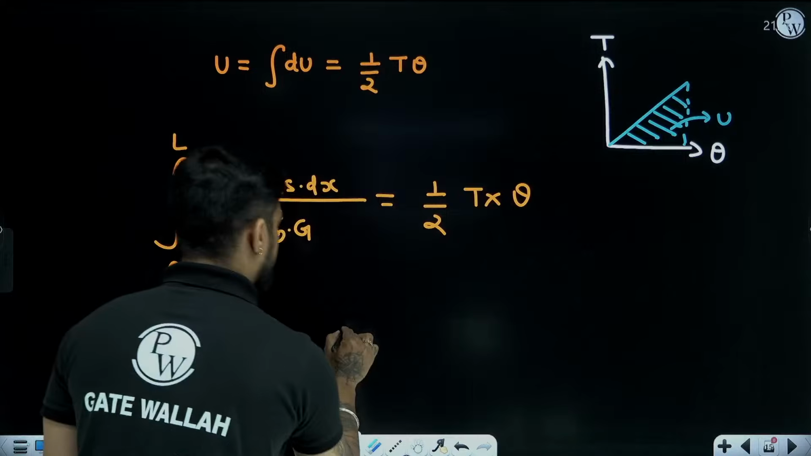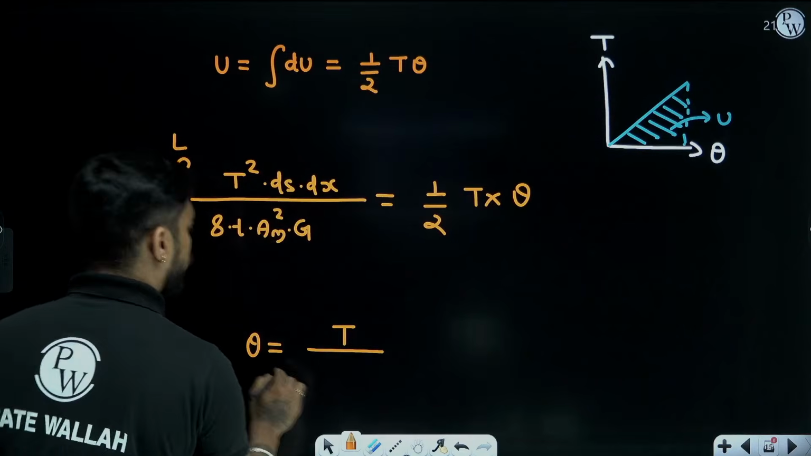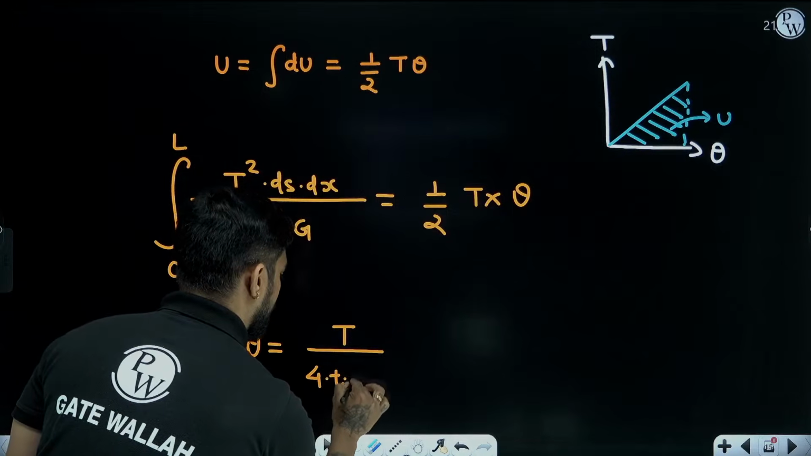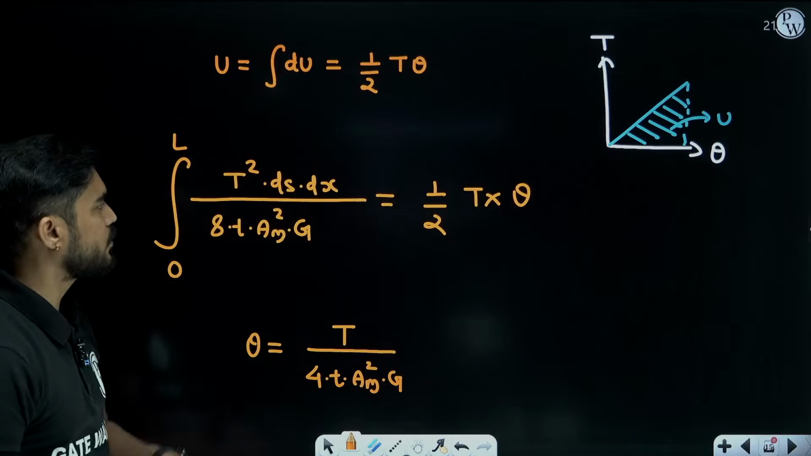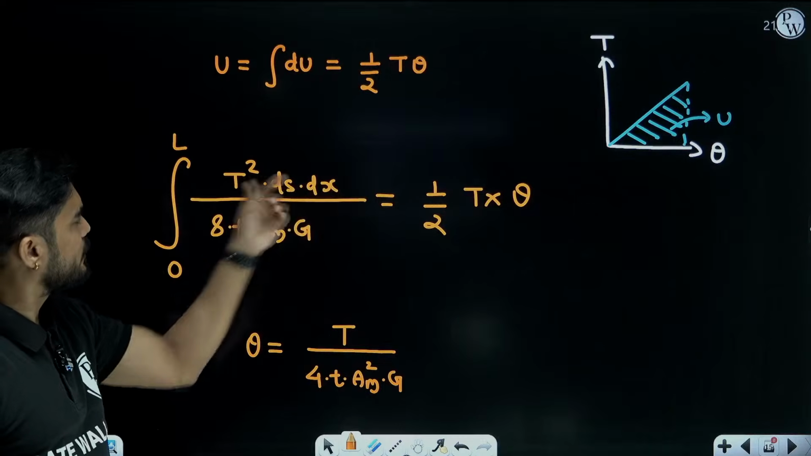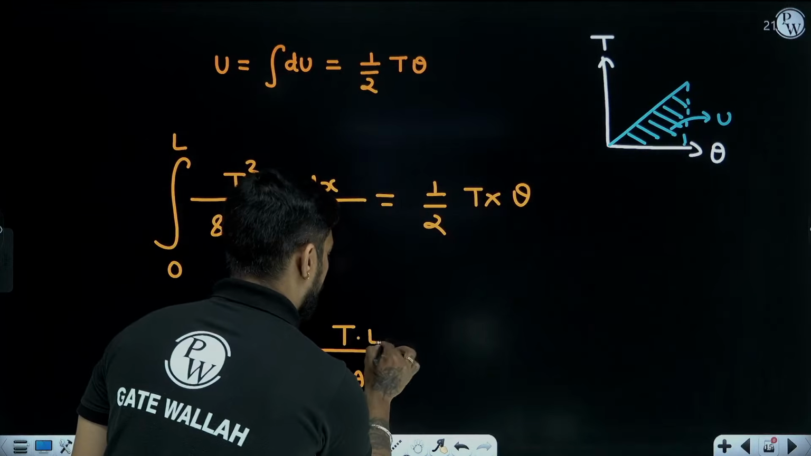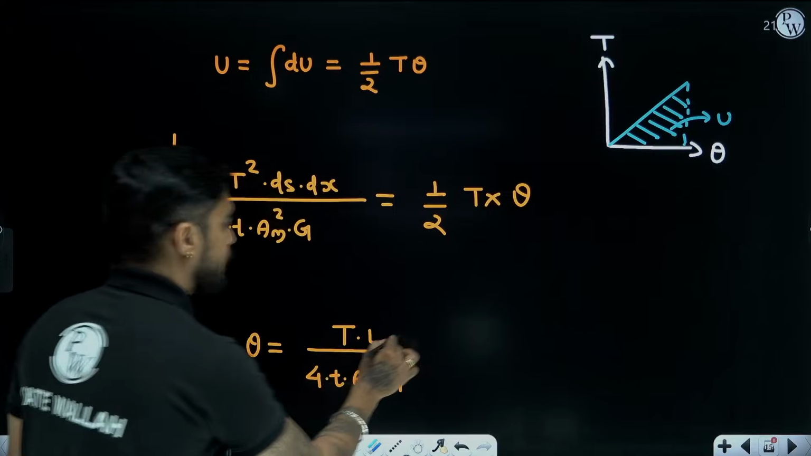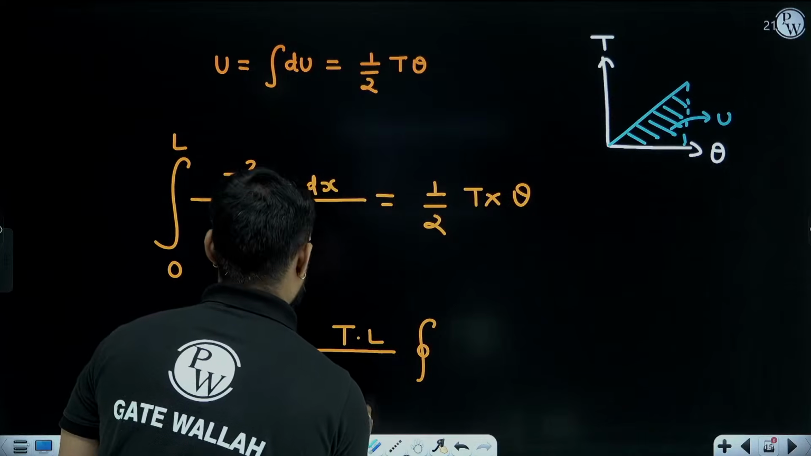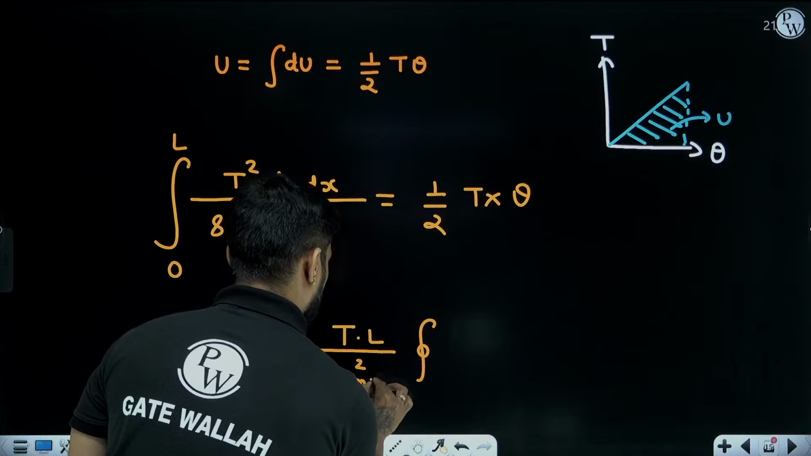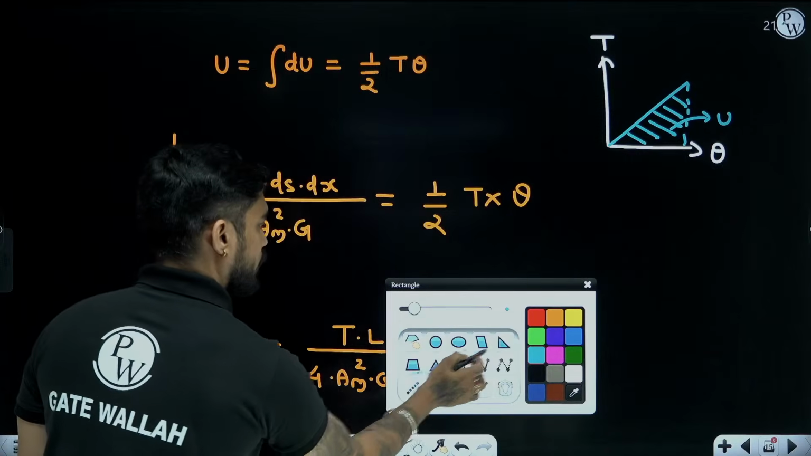T is constant, so that will come out of the integration. This will become T over 4 Am square into G. These are the constant values. If I integrate dx from 0 to L, I will get the length L. So it will become L. Now this will become this integration. T, the thickness, is also not constant. This will become the integration of ds by t.